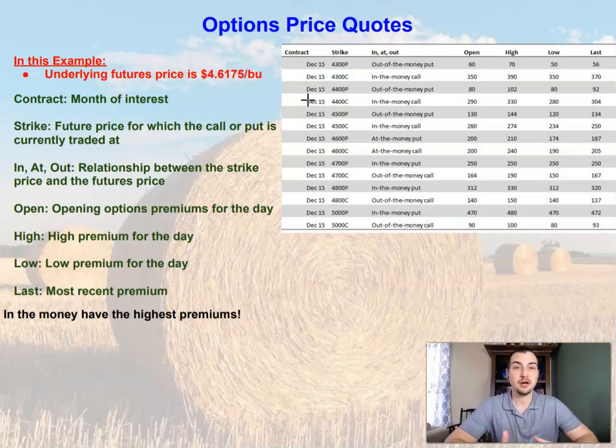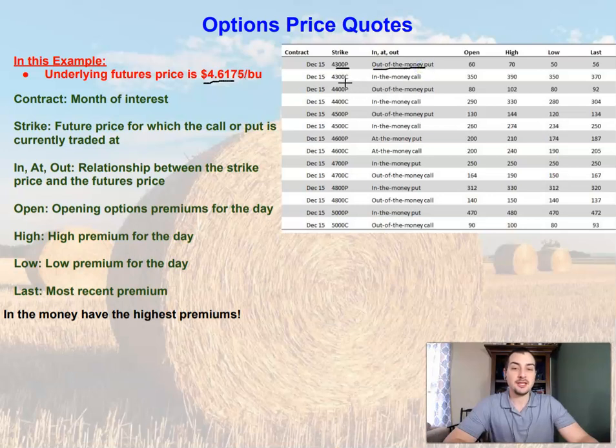Then the next aspect is it's talking about in, at, or out. Well, that's going to be talking about is it in, at, or out of the money. So if you remember, our underlying futures price is $4.61. We're going to just call it $4.60. So the put option is out of the money at $4.30. Does that make sense? So stop and think about it. The put option gives you the right but not the obligation to sell. So you could sell it at $4.30, buy it at $4.60. Yes, you're out of the money.